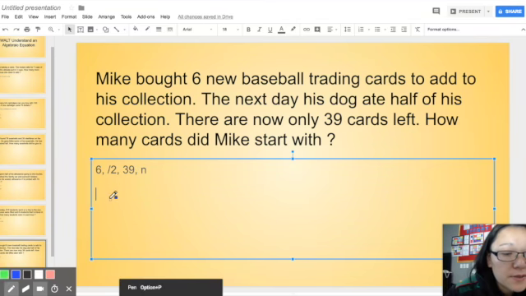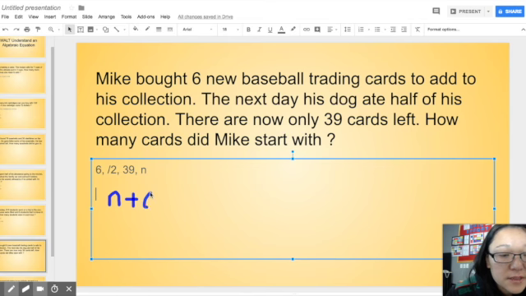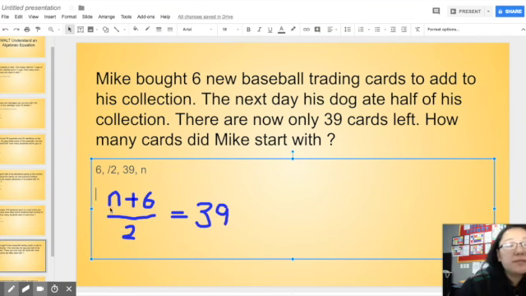So one way you could do it is N plus 6 over 2 equals 39. So N is the unknown, the number that he had to start with. Then he added 6 to it. Then the whole thing got divided by 2, and now it's 39.